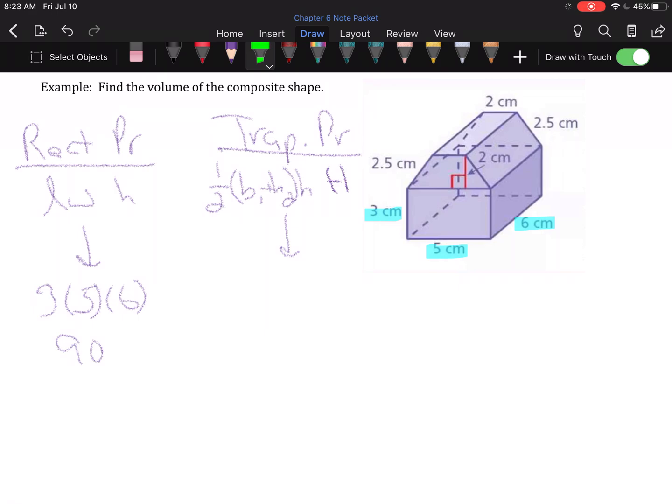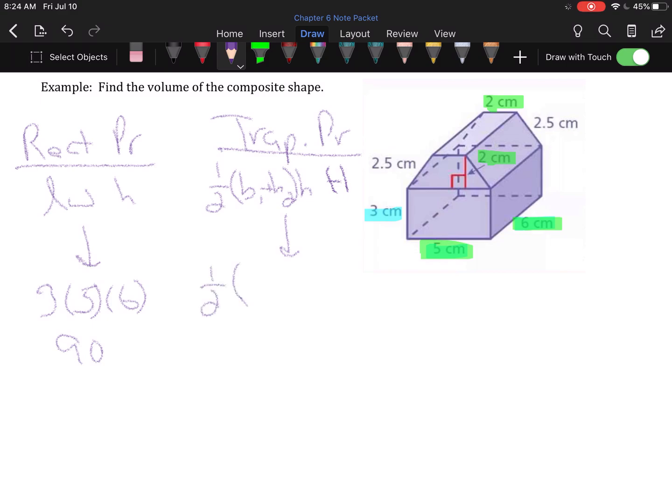So the bottom of the trapezoid is 5 centimeters. The top base of the trapezoid is 2 centimeters. The height of the trapezoid is 2 centimeters. And the height of the prism, capital H, is 6 centimeters. You can see there's some numbers on this diagram that we didn't use. That's part of the challenge for this second half of the chapter. You're going to have to look at things and say, I don't need you. I'm not using you.